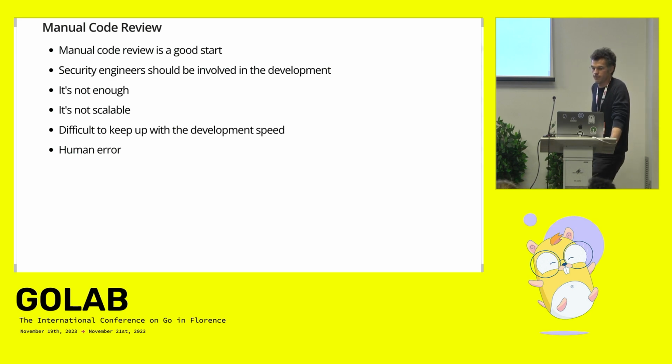Most of the teams do not have access to this kind of resources. Also, it's not enough. You cannot really scale, so it's quite complicated when you have a large development team and a few security engineers to really look at every change, every pull request, and have a review. So it's difficult. You can do a code audit on a, let's say, regular basis, but not continuously. So it's hard to keep up with the development speed.